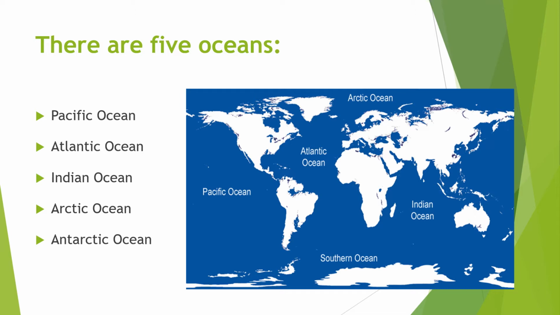We also have the Indian Ocean, which lies to the south of the continent of Asia and to the immediate south of our own country, India. The Indian Ocean is particularly famous for its beautiful coral reefs and tropical islands. Moving forward, we have the Arctic Ocean, which forms the northernmost point of our planet, and the Antarctic Ocean, which lies at the southern edge of our planet. The Antarctic Ocean is also called the Southern Ocean.